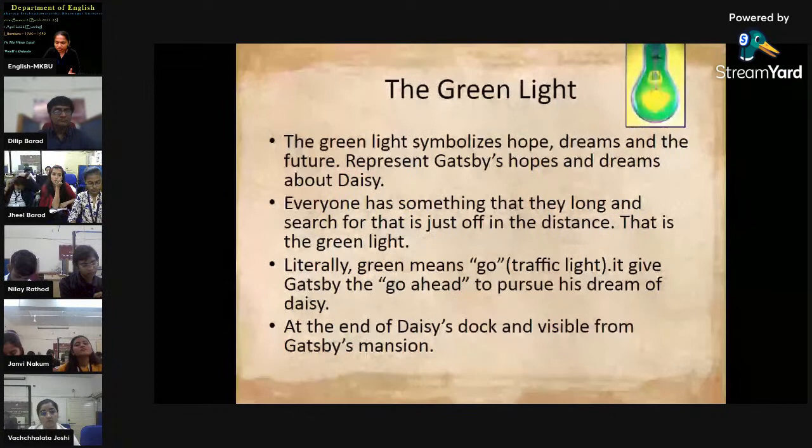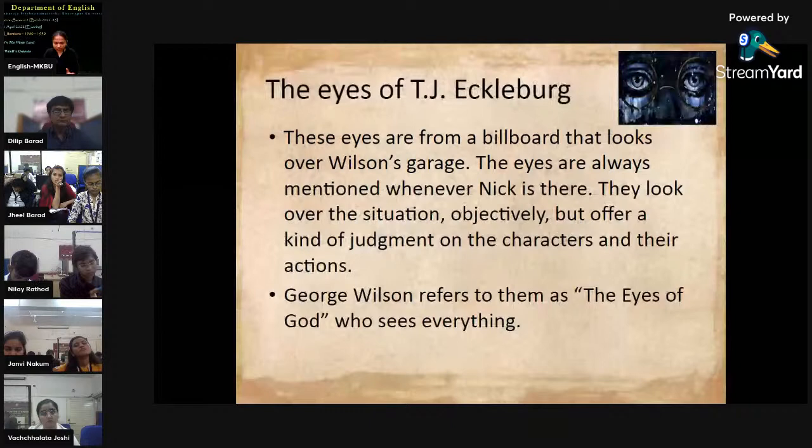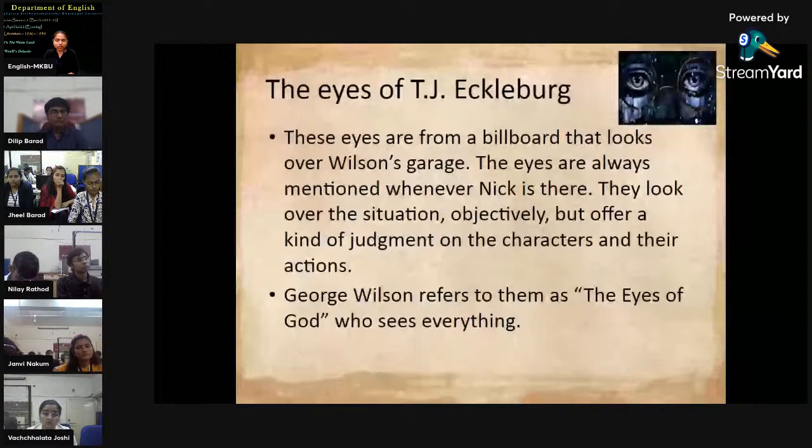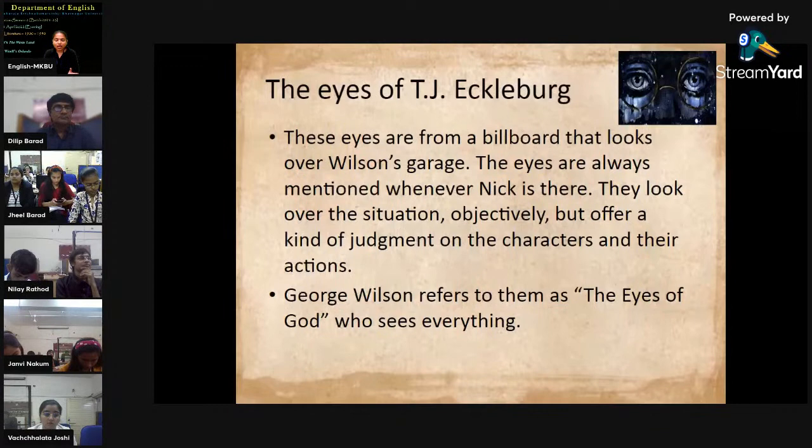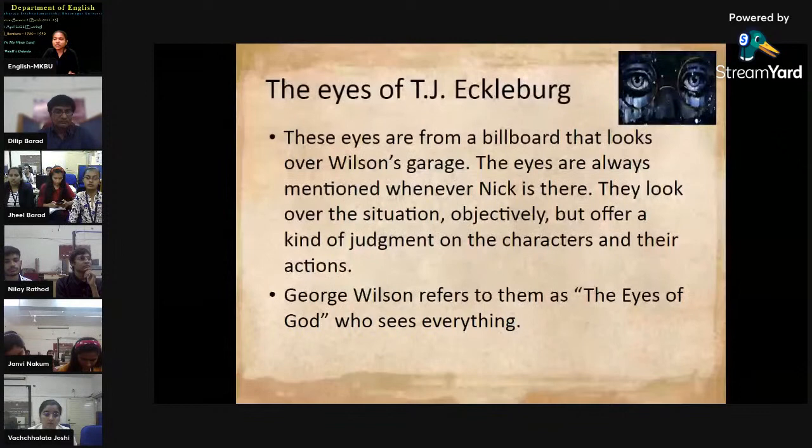Second is the eyes of T. J. Eckleburg. These eyes are from a billboard that looks over Wilson's garage. The eyes are always mentioned whenever Nick is there. They look over the situation objectively but offer a kind of judgment of the characters and their actions. George Wilson refers to them as the eyes of a God who sees everything.